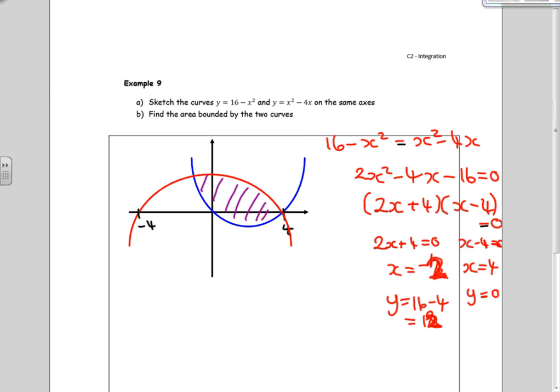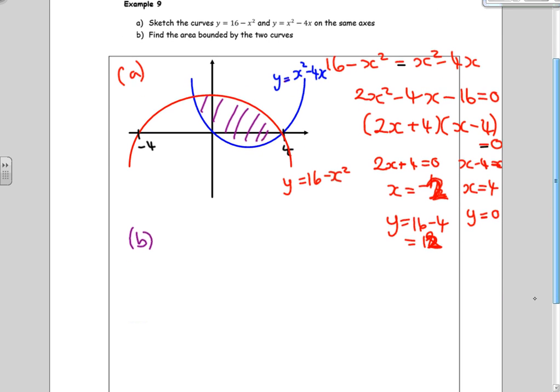This is the curve y equals x squared minus 4x, and this is the curve y equals 16 minus x squared. So that's part A done. Part B, we're asked to find the area bounded by the two curves. So I'm going to do this using the subtraction method.